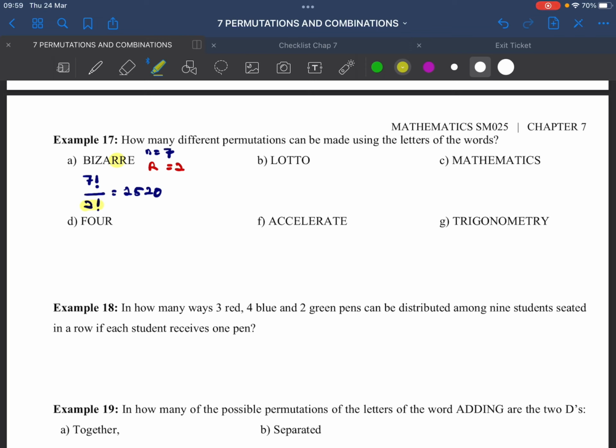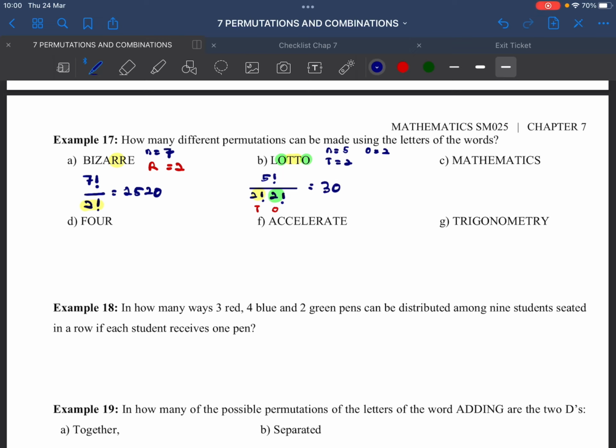So now, let's see. This one, ada 2 T dekat situ, and N is equals to 5. So how are we going to solve this? And O pun ada 2 sebenarnya. So apa yang kita kena buat? N factorial, which is 5 factorial, bahagi dengan 2 factorial, 2 factorial. Okay, 2 factorial represent O, 2 factorial represent T. Which is kat sini the answer is gonna be 30.